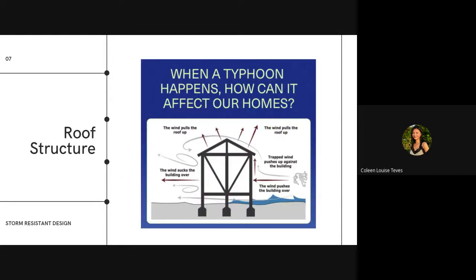Next is the roof structure, on how the typhoon could actually affect it exteriorly. Of course, there we have a diagram. The wind pushes the building over. What's important is that the wind shouldn't suck the building over. We have a few methodologies to combat that problem. Next slide, please.